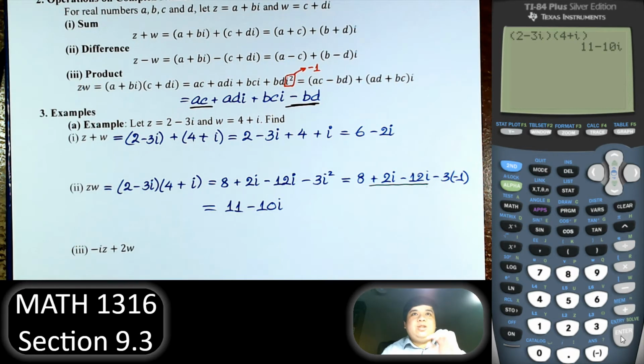Yeah, so that's what we have. Of course, we can subtract them too, or we can add them. That's 6 minus 2i. So simple enough, right?